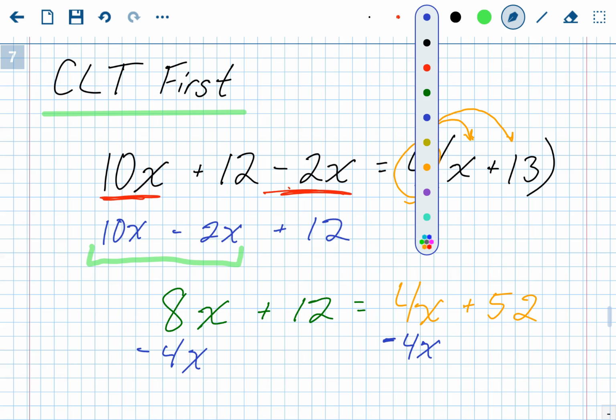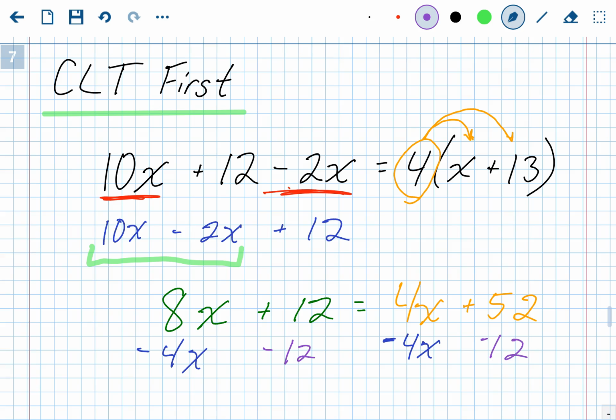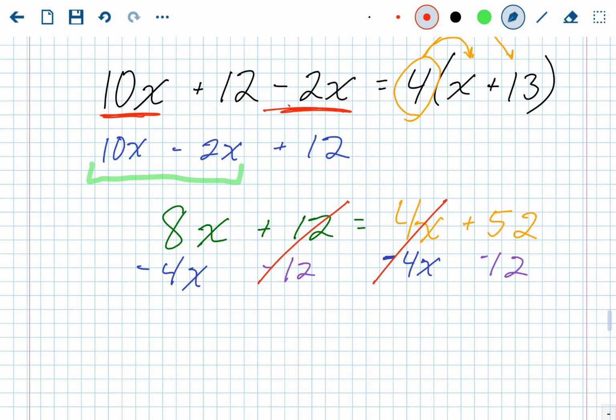And if you want to move the 12 from the left side to the right side, you're going to have to do minus 12 to both sides. Why? Because 12 minus 12 is 0. And 4x minus 4x is 0. So you've completely removed it from the side that it was on. So what's left? 8x minus 4x on the left is 4x. 8 minus 4 is 4. And on the right, 52 minus 12 is 40.